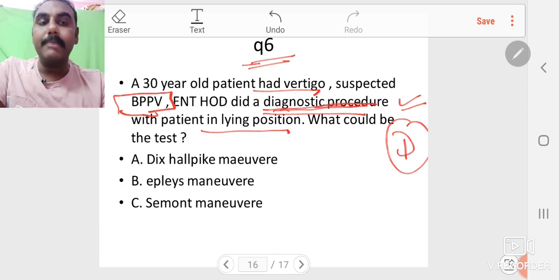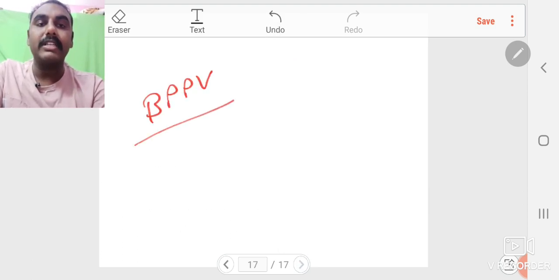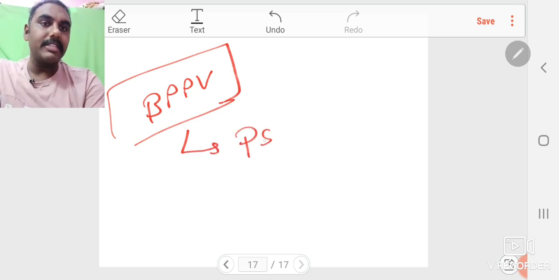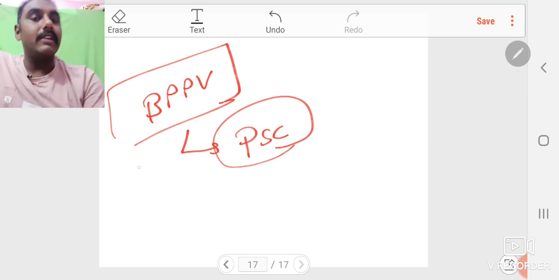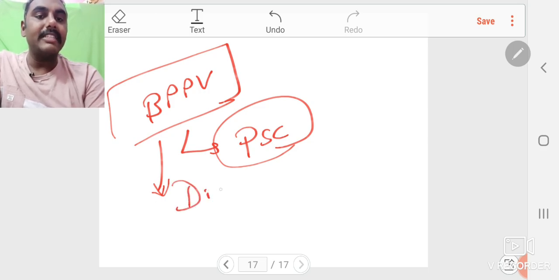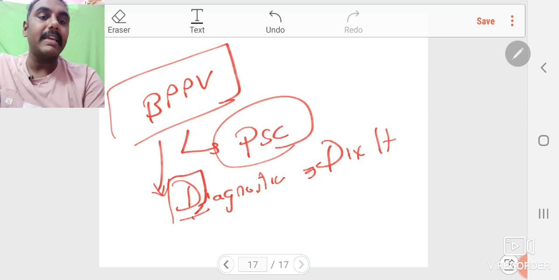So, what is BPPV? BPPV is benign paroxysmal positional vertigo. It is a positional vertigo, with involvement of the posterior semicircular canal, which is most common. And here we are doing two maneuvers. One is a diagnostic maneuver. Just have in mind D for D. The diagnostic maneuver is the Dix-Hallpike maneuver.